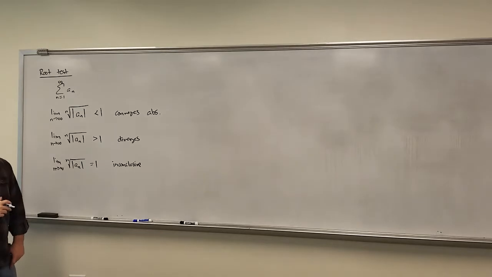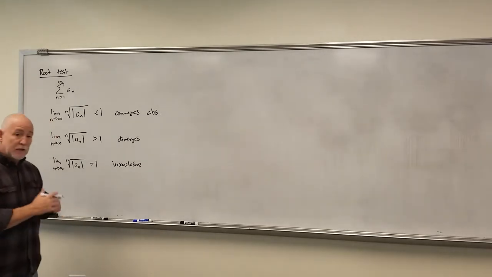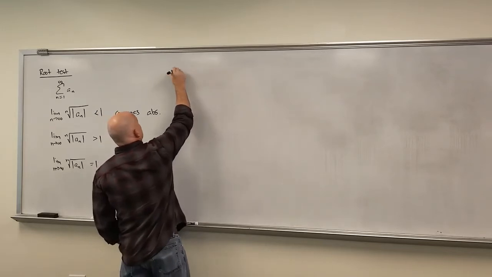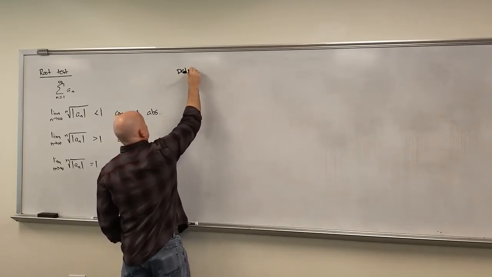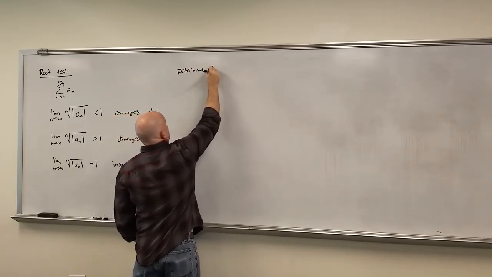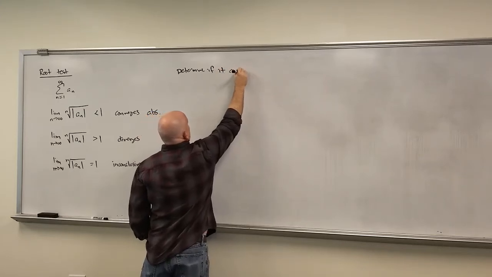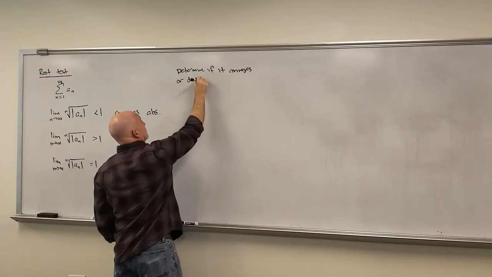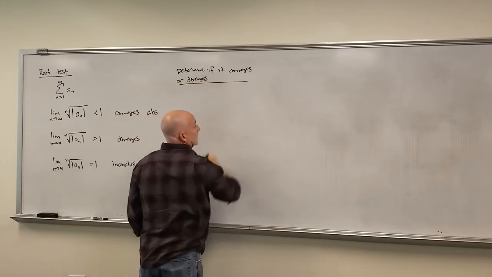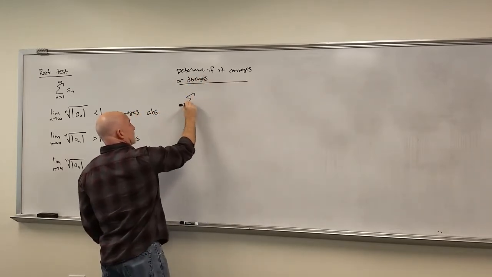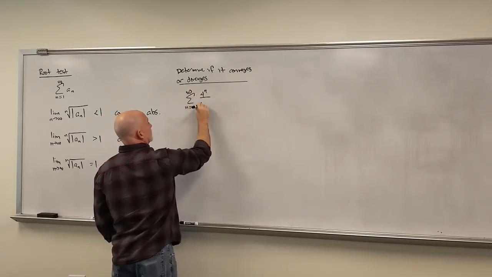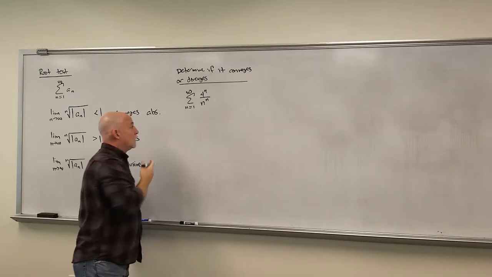All right, let's just take a look at a couple real quick examples here because it is a pretty easy test to use. So determine if it converges or diverges. Let's do the sum n equals 1 to infinity of 4 to the n over n to the n.